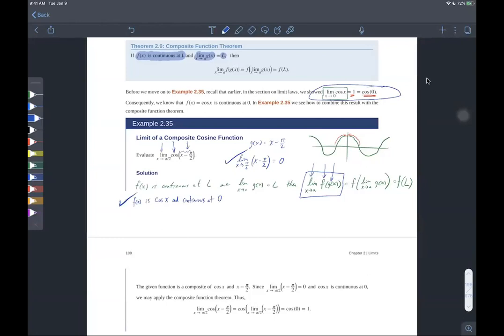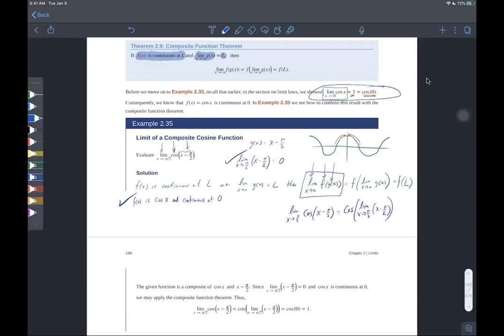So what the composite function theorem tells us is that the limit as x approaches pi over 2 of our function f of x applied to x minus pi over 2 is equal to my function f, which is the cosine, applied to the limit as x approaches pi over 2 of my function g of x, which is x minus pi over 2.